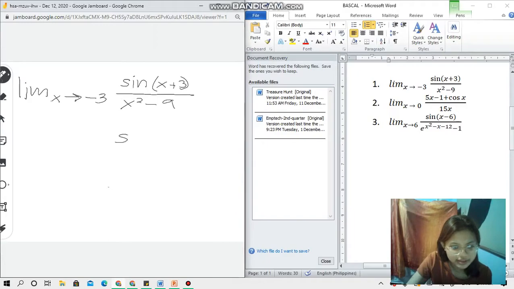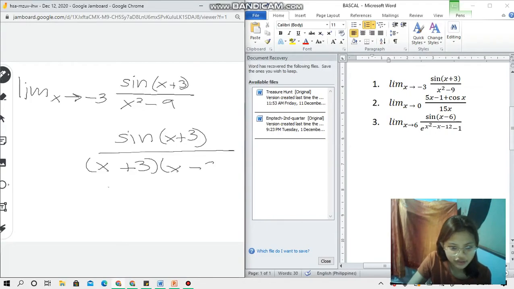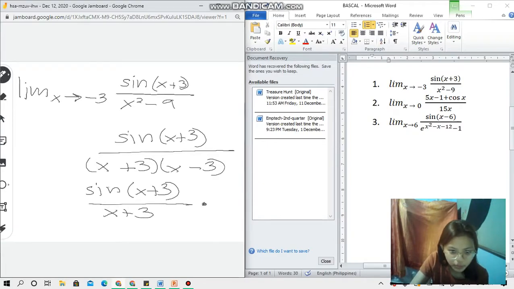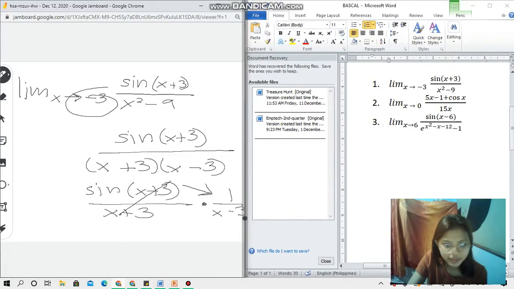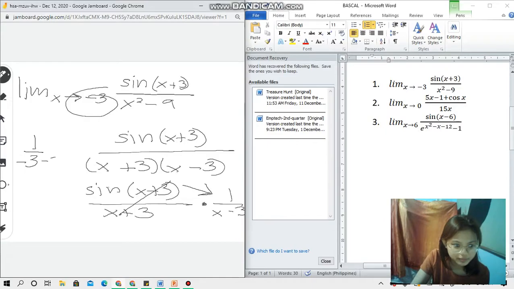So we can do this: sine x plus 2, then we factor the denominator, x plus 3 times x minus 3. So the next step will be we will split it, sine times 1 over x minus 3. In this step, we can immediately cancel this part, and we can substitute the negative 3 on this part. So there, you will see that it's equal to 1.